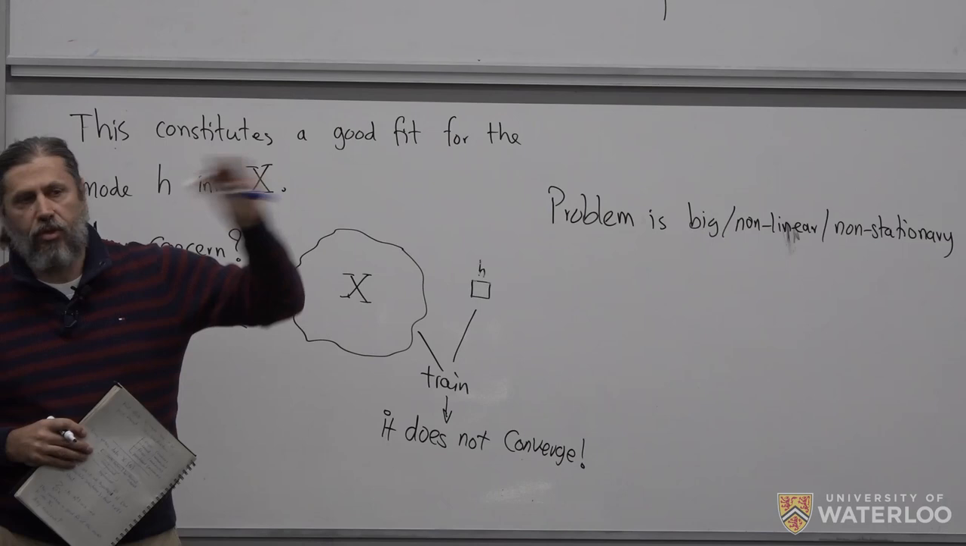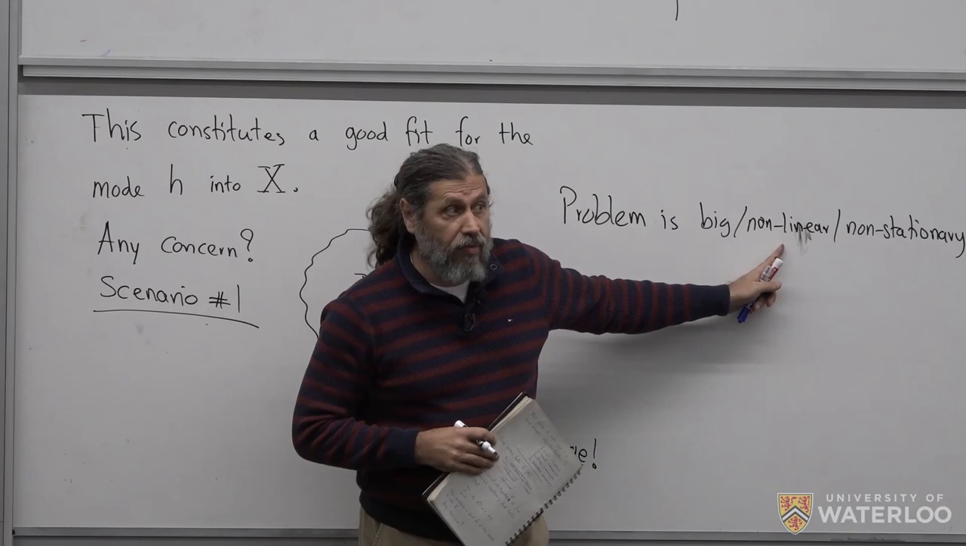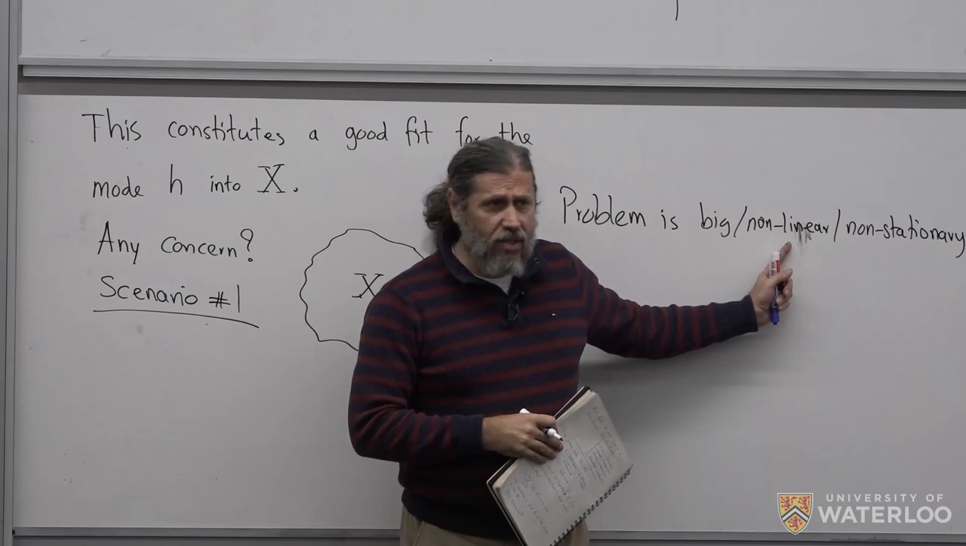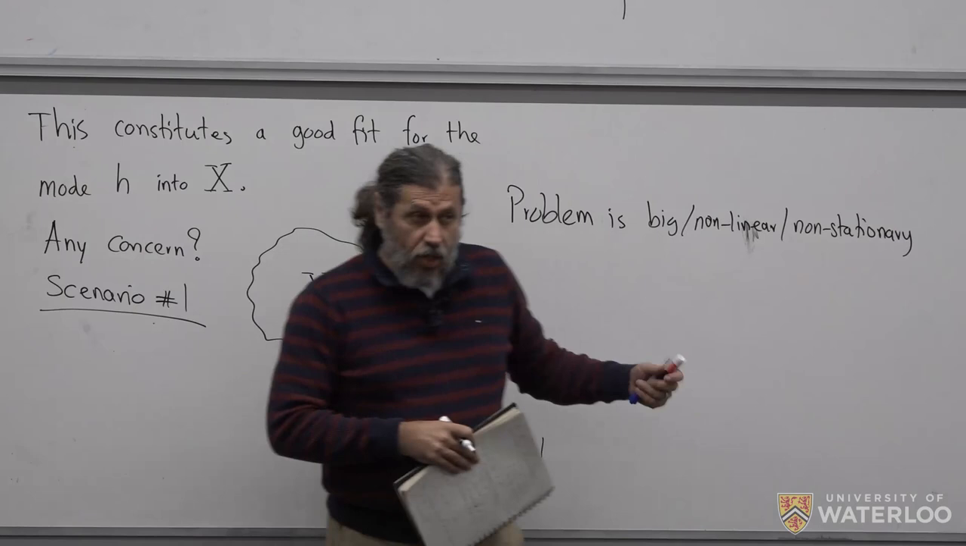So big is big. You have 5,000 features. Not how many data points you have, but what is the complexity of the feature space? Nonlinear means the relationship between an output cannot be described with a line. Of course not. Or a plane. And non-stationary, which means it could be, not that it's all of them at the same time, but some of it.